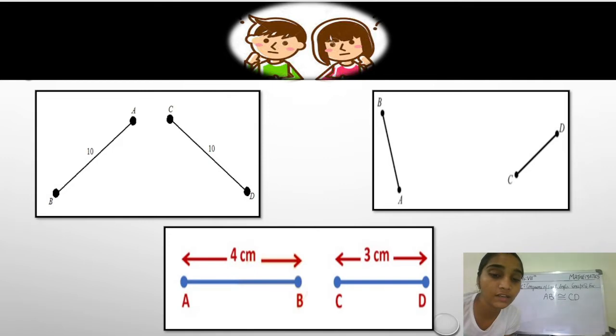And what about, students, if I ask you whether the third one is congruent to each other, the AB and CD, whose measures are 4 and 3 centimeter respectively?